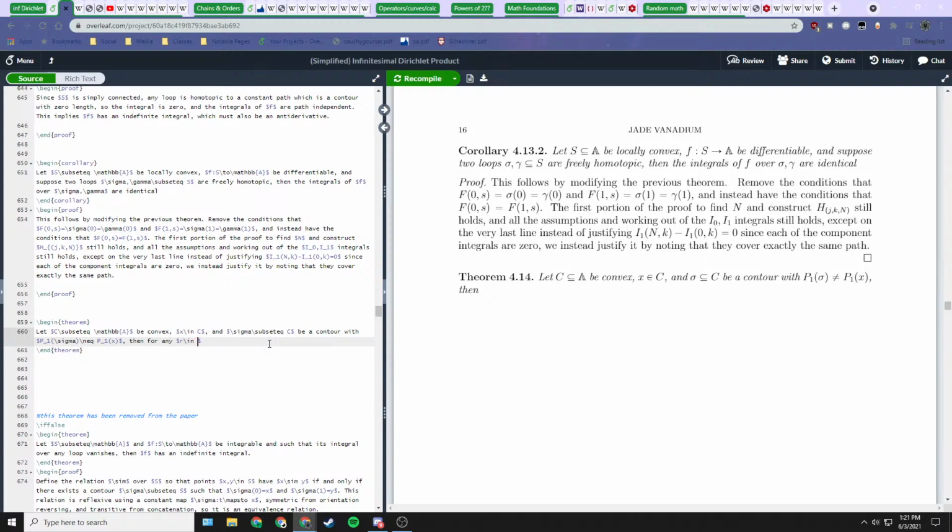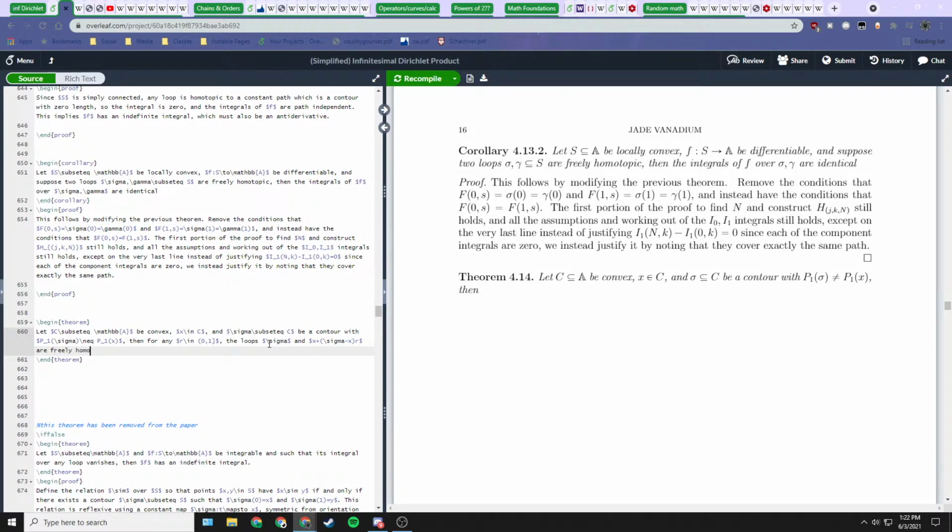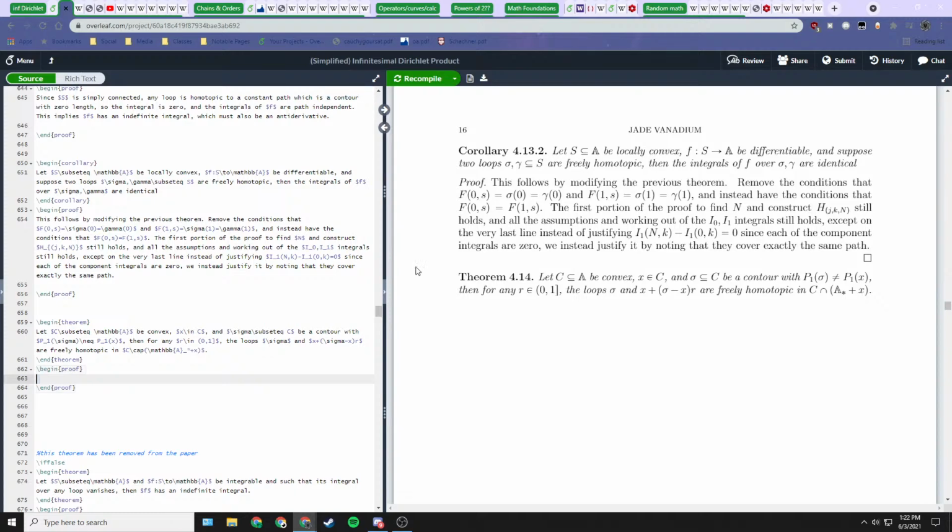And for any R in 0, 1, we have a free homotopy of sigma and X plus sigma minus X times R, freely homotopic in C intersect A star plus X. Okay, let's try that.